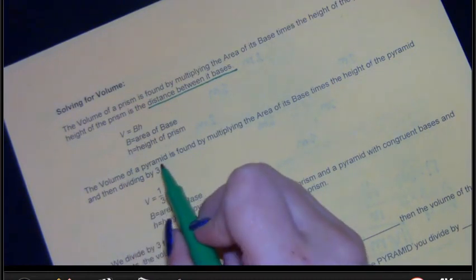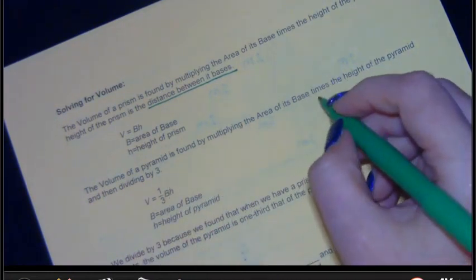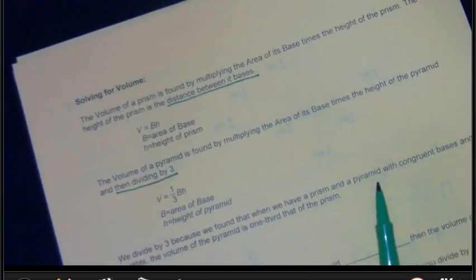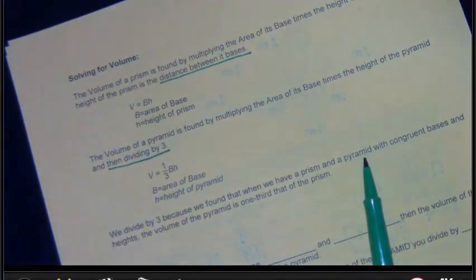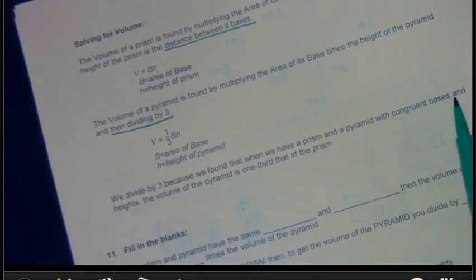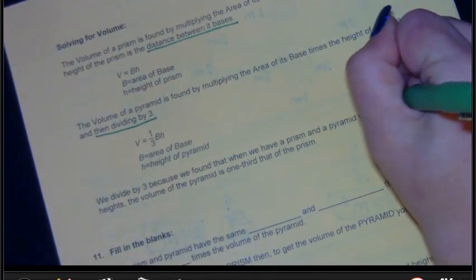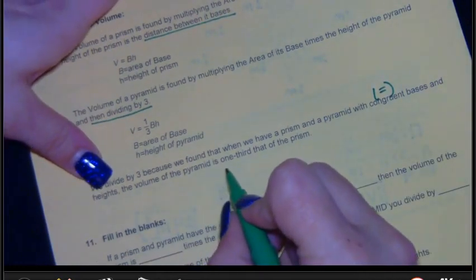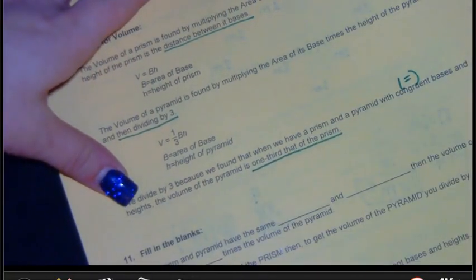The volume of a pyramid is found by multiplying the area of the base times the height of the pyramid, then dividing by 3. So it's the same thing as the prism, but at the end with the pyramid, you just have to divide by 3. We divide by 3 because we found that when we have a prism and a pyramid with congruent bases, and remember, the word congruent means equal bases and heights, the volume of the pyramid is 1/3 that of the prism.